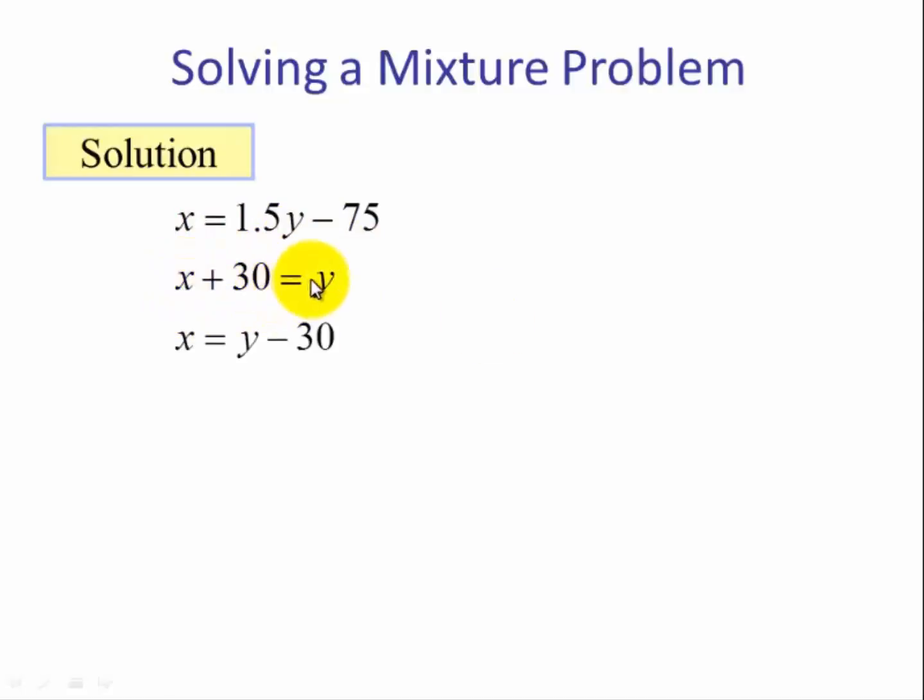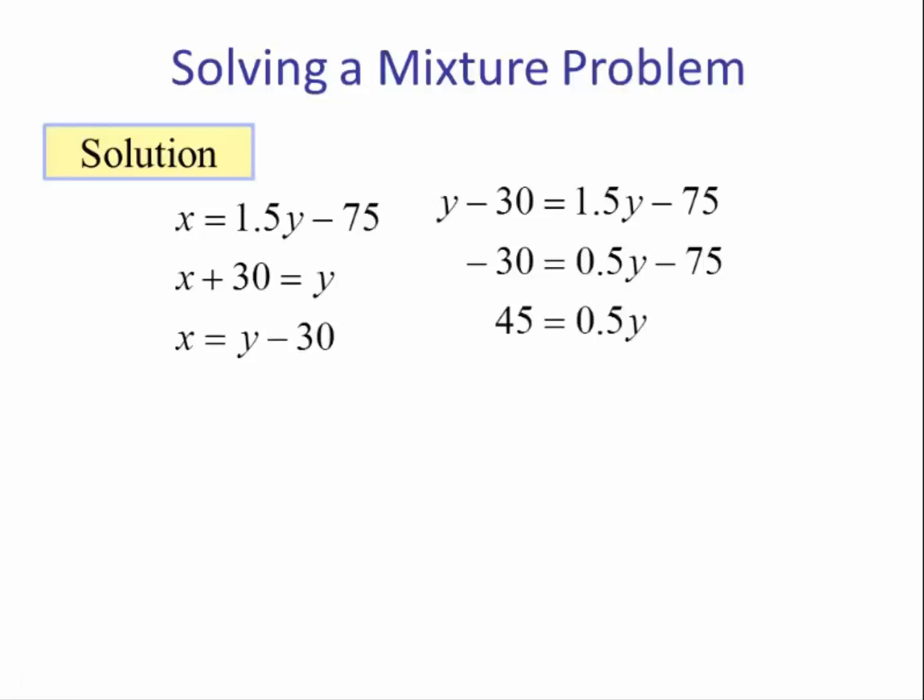If I solve the second equation for x, I subtract 30 from both sides. So now we have one equation in terms of x, the other equation in terms of x, and I can simply set these two equal to each other. So I'm doing substitution. The next step, I subtract y from both sides, and we're left with negative 30 equals 0.5y minus 75. Add 75 to both sides, we have 45 equals 0.5y. Divide, and we have y is equal to 90.